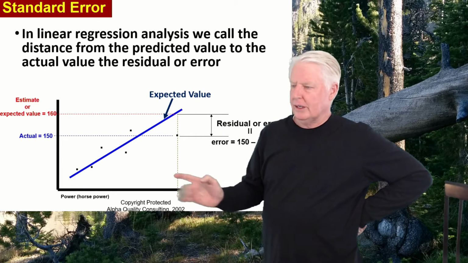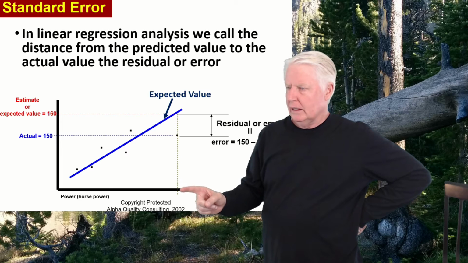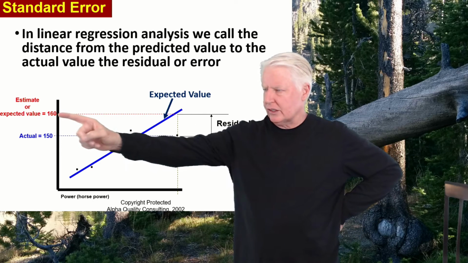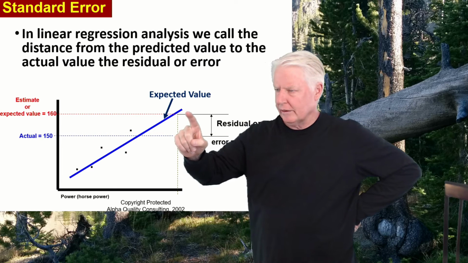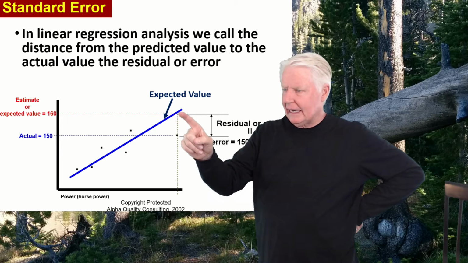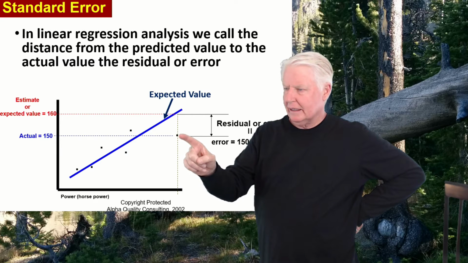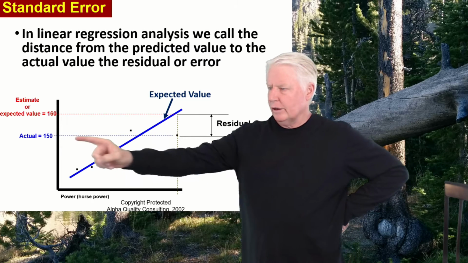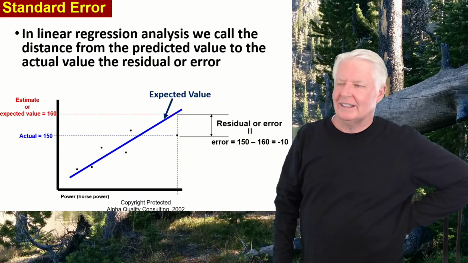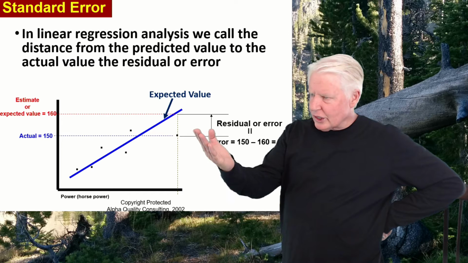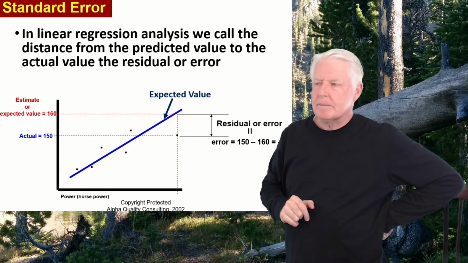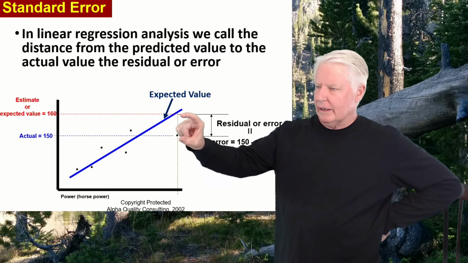Now look what happens though. I go over to this horsepower and the expected value would say, okay, it's 160 units, 160 miles per hour or whatever. Okay? But in reality, I didn't get that speed. I got this speed. And I go over and it's 150. So there's an error here. Okay? The equation says the expected value would be 160. I got 150. So that's an error.